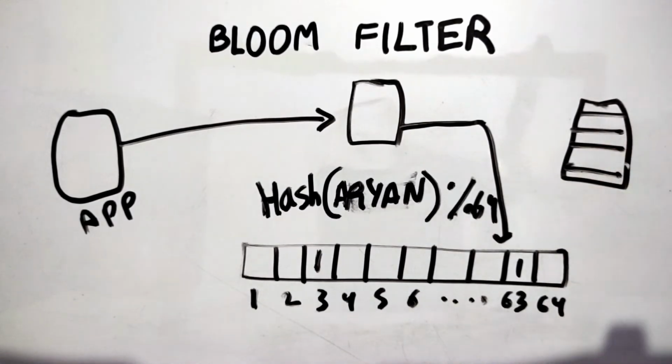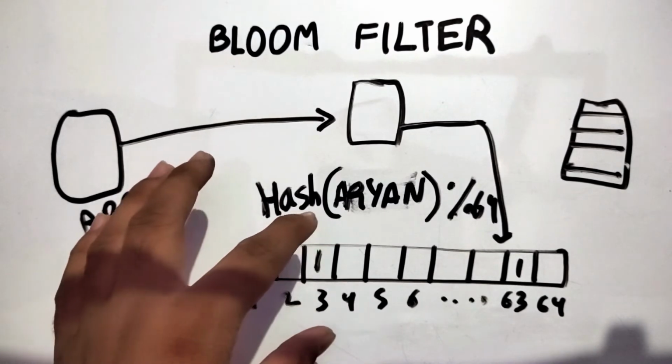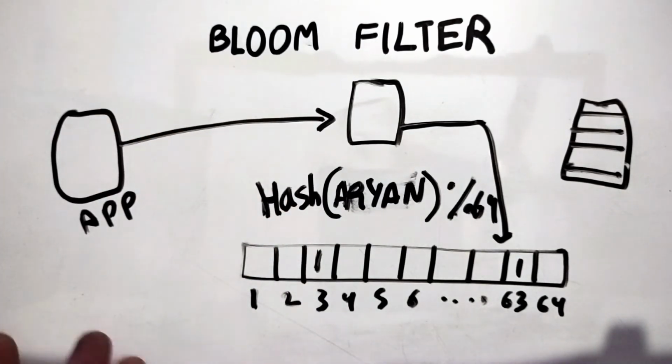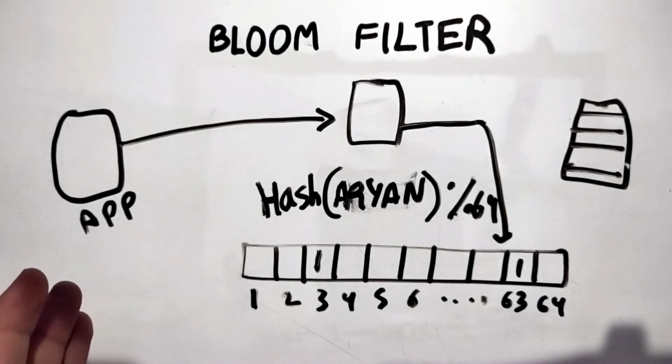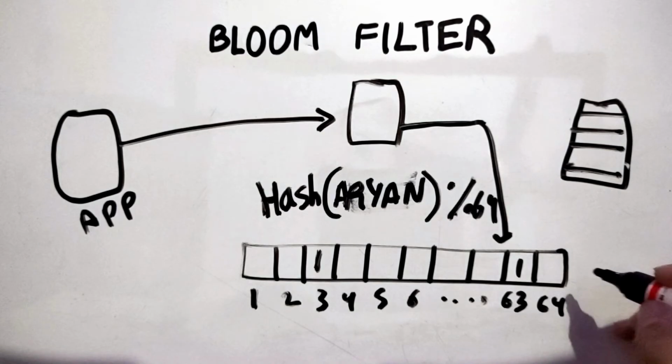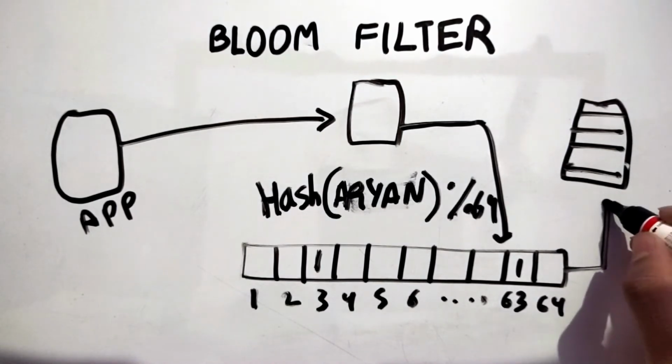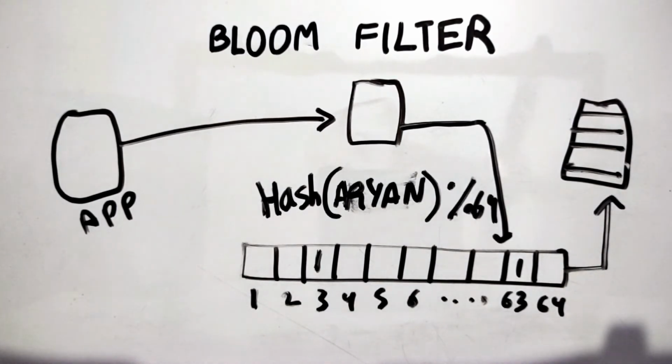So when the value in the Bloom filter is filled, it does not necessarily mean that Aryan exists in the database. But it means that we have to run a query to the database to check if Aryan exists, because there might be some other string. Maybe there is another string named Yash, that when modded by 64 gives the value 3. So there might be a collision in this case, but we need to check the database to see if Aryan exists or not. So I kind of save myself a few queries there.